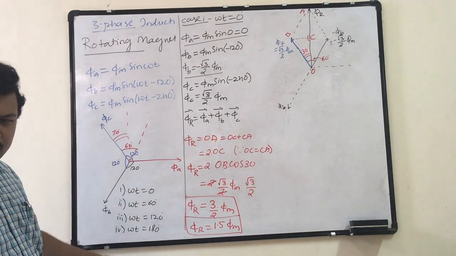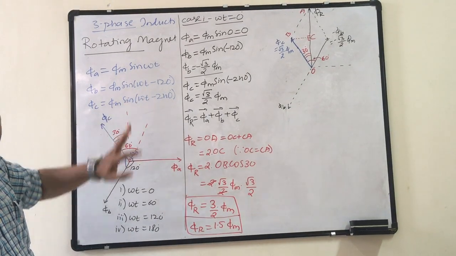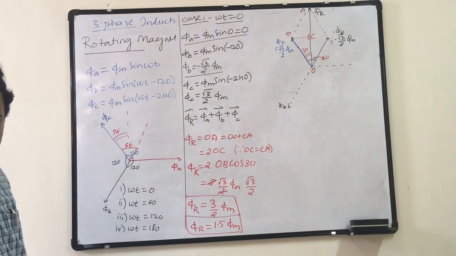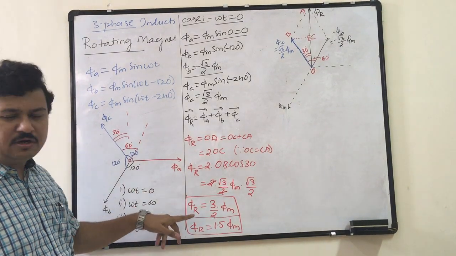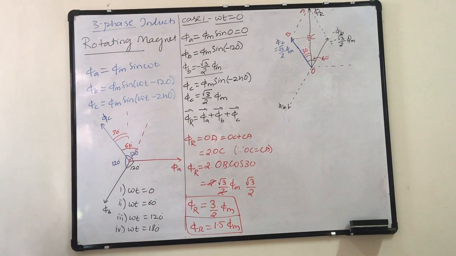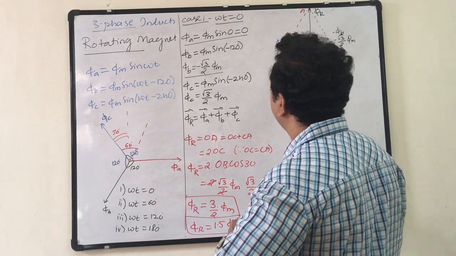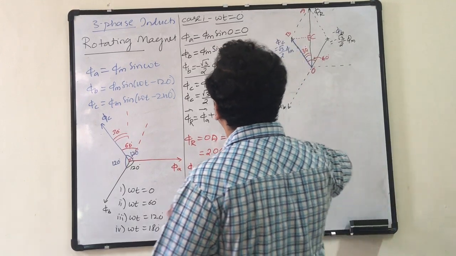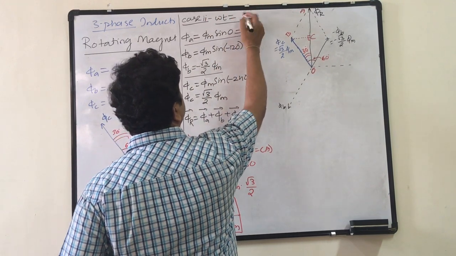So I got to know that with phi a equal to 0, phi b equal to minus root 3 by 2 phi m, and phi c equal to plus root 3 by 2 phi m, my resultant vector is 1.5 phi m, that is 3 by 2 phi m. Next, second case, when omega t is equal to 60 degrees.